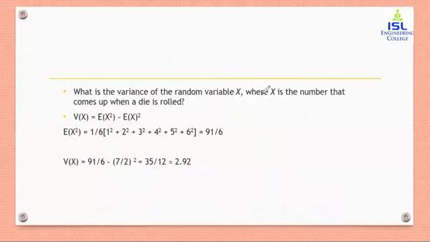Now, what is the variance of a random variable X, where X is the number that comes up when a die is rolled? In this case, E of X square will be 1 by 6 into 1 square plus 2 square plus 3 square and so on, which gives the value 91 by 6. Variance of X will be 91 by 6 minus E of X, the complete square.